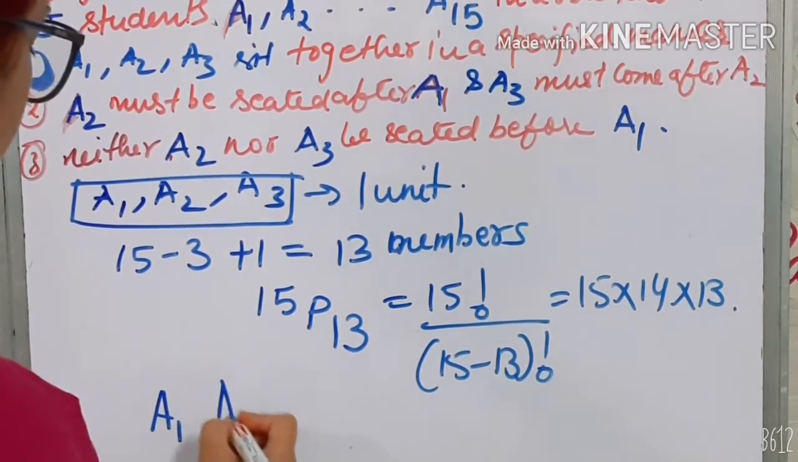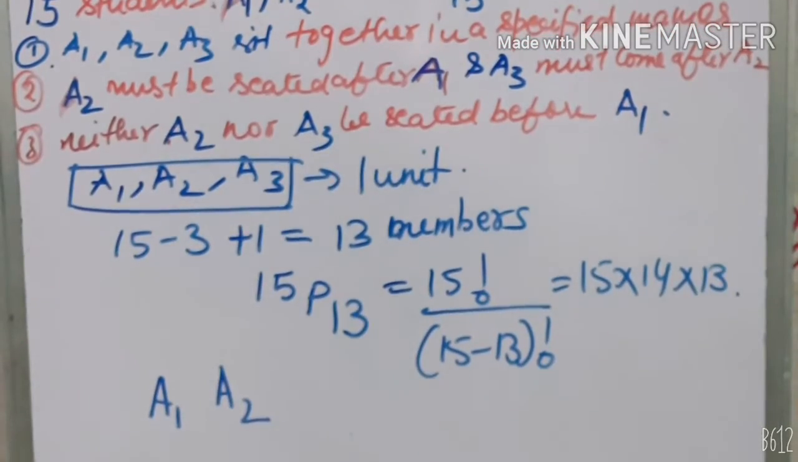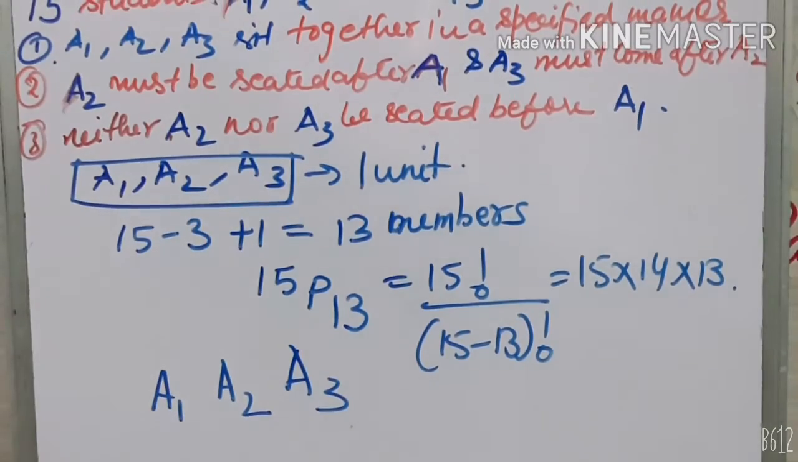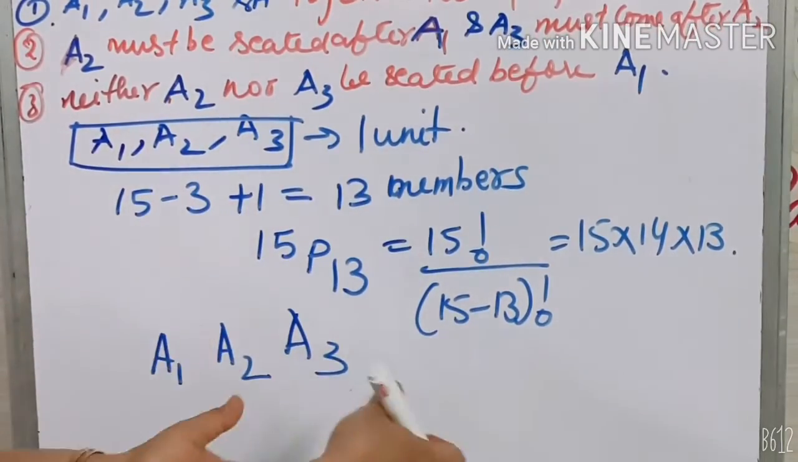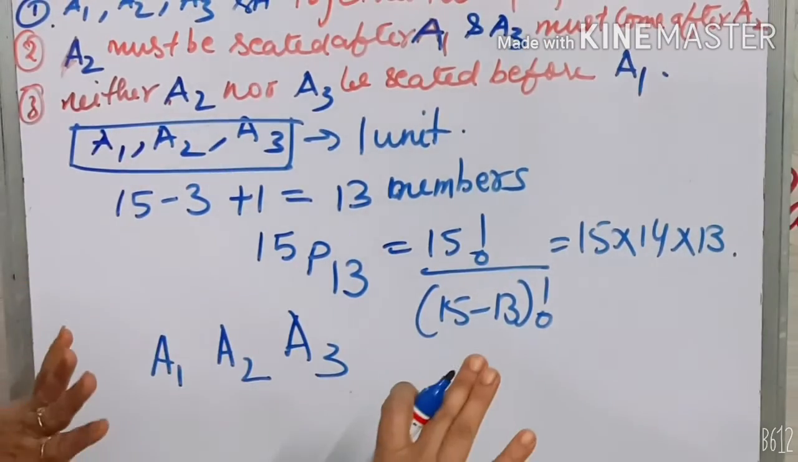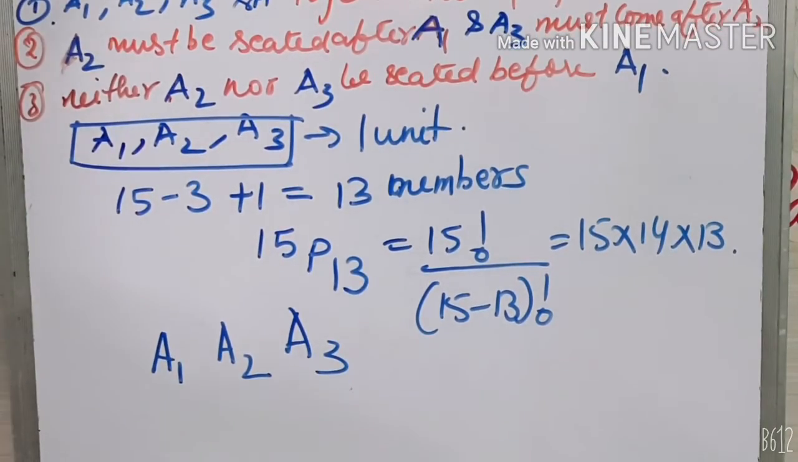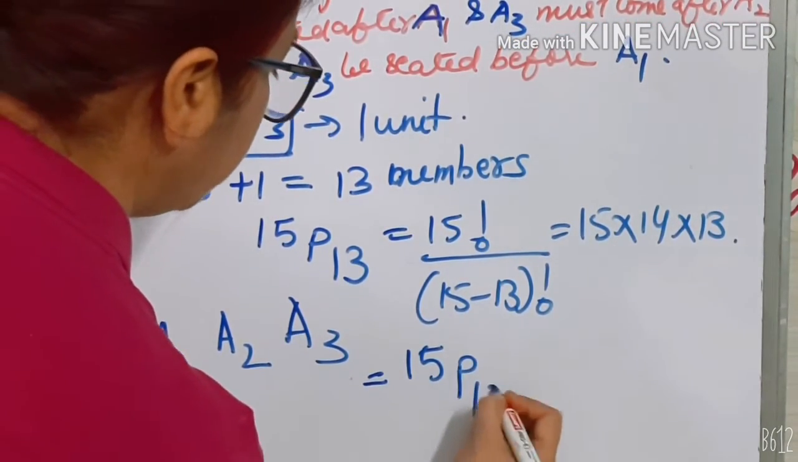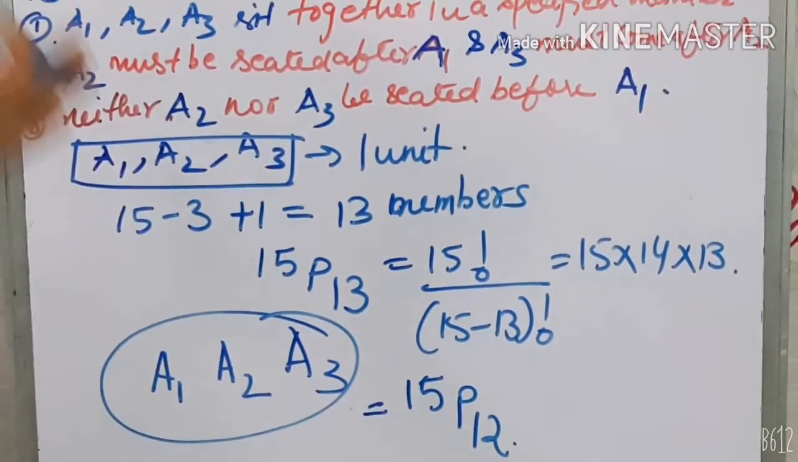Second one. A2 must be seated after A1. If I am writing A1 here, that means A2 will come after A1. Then he said A3 must come after A2. See the manner. So I know that they will sit like this, and I need to arrange only 12 people, that is 12 students from the 15 students.